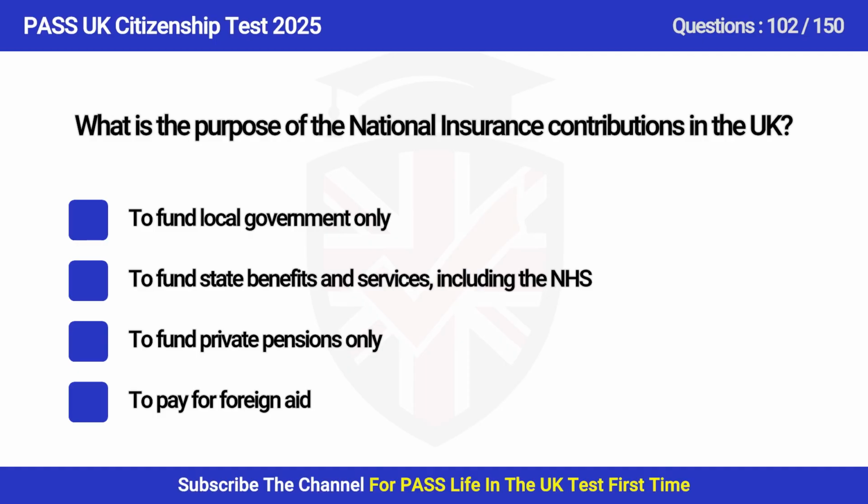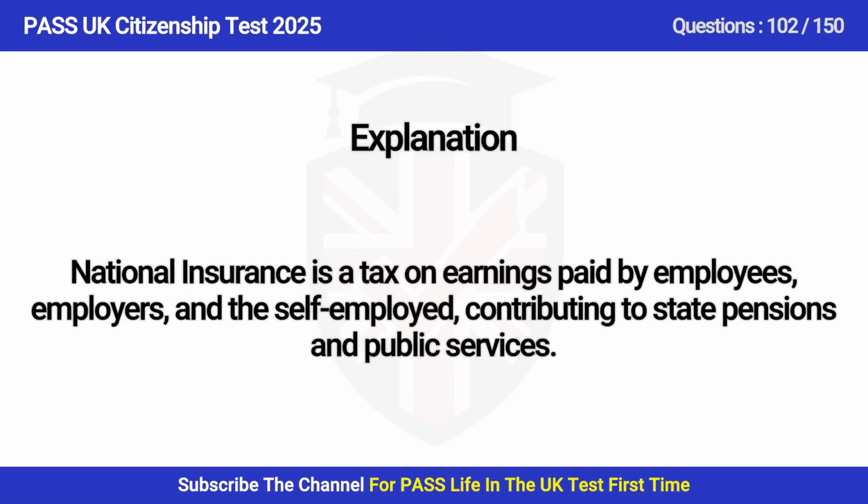Question 102. What is the purpose of the national insurance contributions in the UK? A. To fund local government only, B. To fund state benefits and services including the NHS, C. To fund private pensions only, D. To pay for foreign aid. Answer is B. To fund state benefits and services including the NHS. National insurance is a tax on earnings paid by employees, employers, and the self-employed, contributing to state pensions and public services.